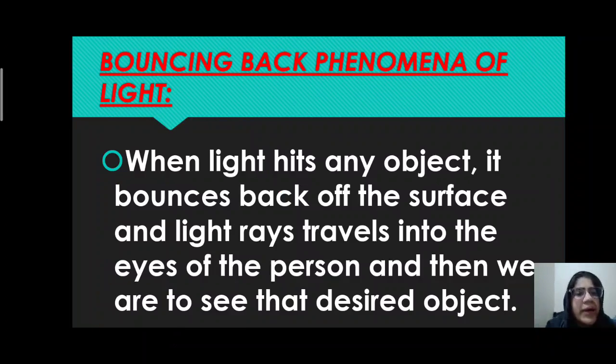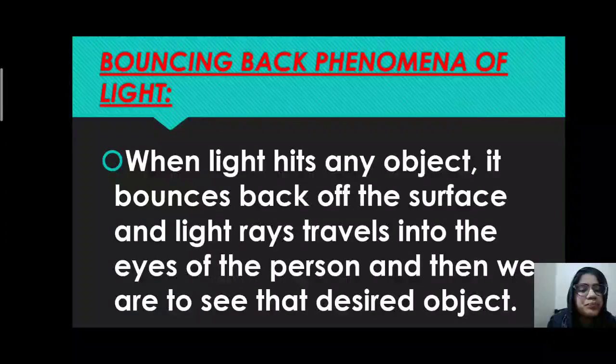Now moving on towards the bouncing back phenomena of light. For example, if the light hits any object, what happens? What is the bouncing back phenomena of light? When light hits any object, the light rays bounce back off the surface, and those light rays travel into the eyes of the person. And when the light rays reach the eyes of the person, we are able to see the desired object. The light rays always travel in a straight line.